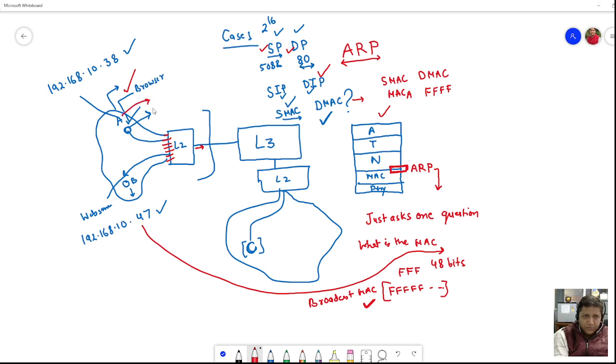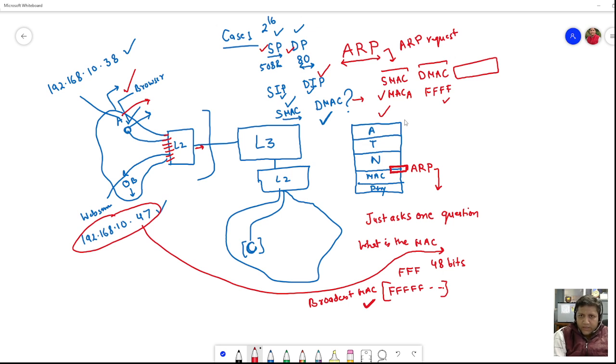So before any data can be transferred, A will run the ARP protocol. When ARP sends an ARP request packet, the source MAC would be MAC of A, the destination MAC would be all F, and in the question there would be an IP address, this one, which is the destination IP address. Now this ARP request, A will transfer to the switch. The switch will extract the packet and find out that the destination MAC is all F. This will be forwarded to all the ports because this is a broadcast MAC address.